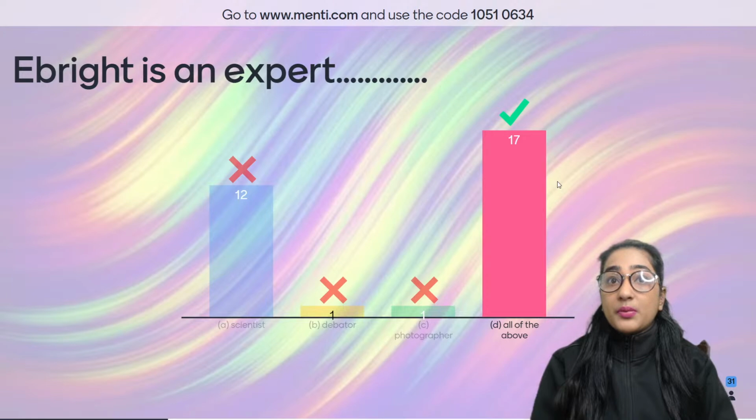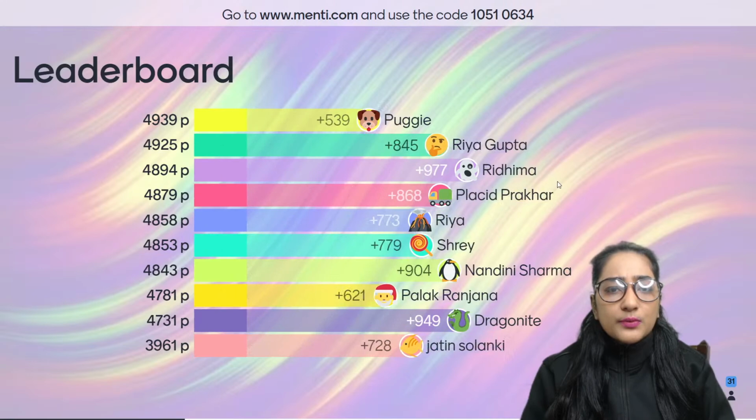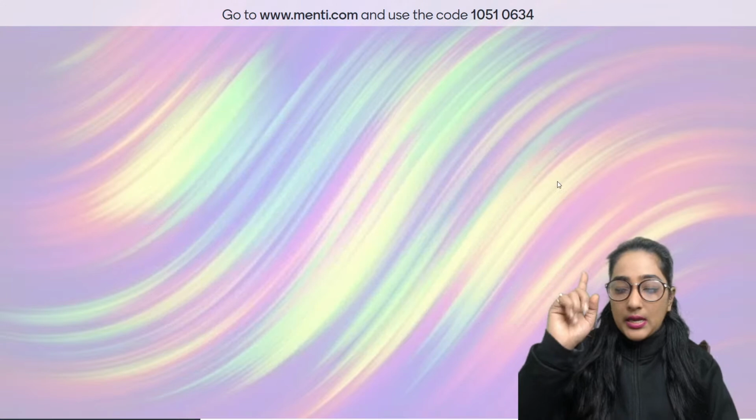Now the next thing, let's have a look at the leaderboard. We have got Puggy at the very first position, then Ria Gupta, then Rithima, then Placid, Prakar, Ria, Shrein, Nandini and Palak, Dragonite, Jatin. Great, everyone.